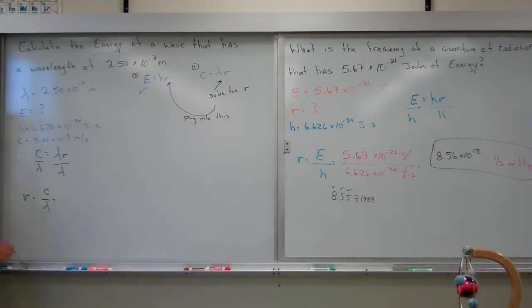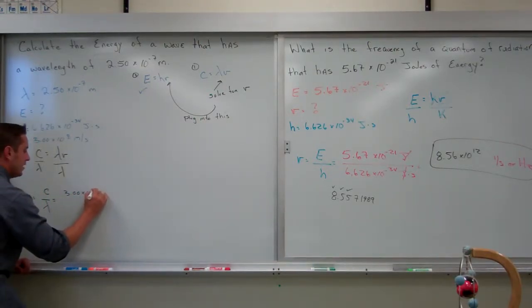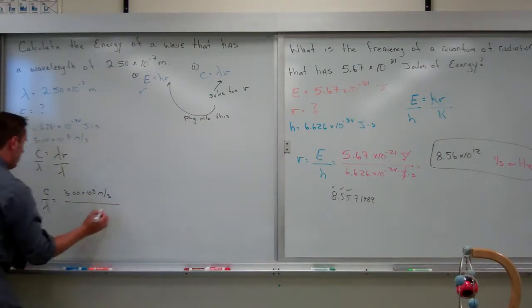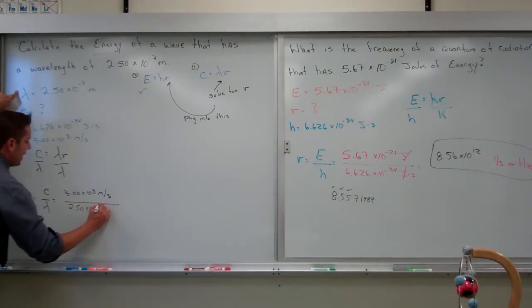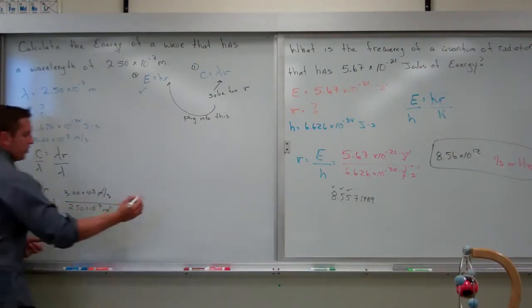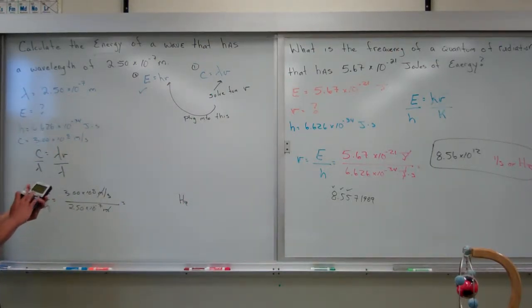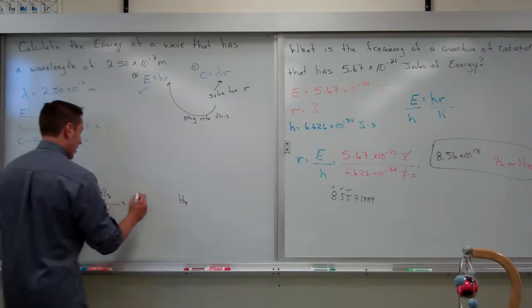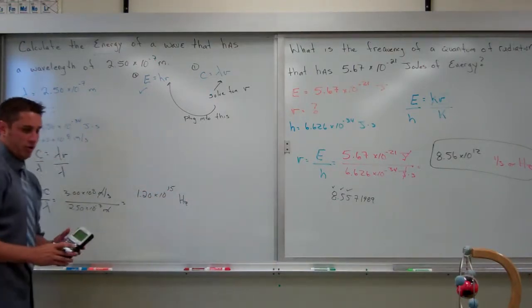So now I have everything that I need. I need c for this. It's right here: 3.00 times 10 to the 8th meters per second. I need my wavelength. I have it: 2.50 times 10 to the negative 7 meters. So do some math here. Meters cancels. I get hertz as my unit. And if we do our math, 3.00 E8 divided by 2.50 E negative 7, I will get a value of 1.20 times 10 to the 15th hertz.